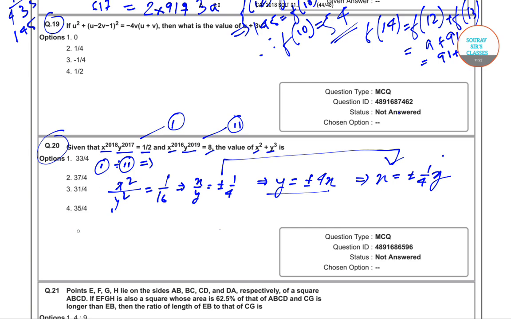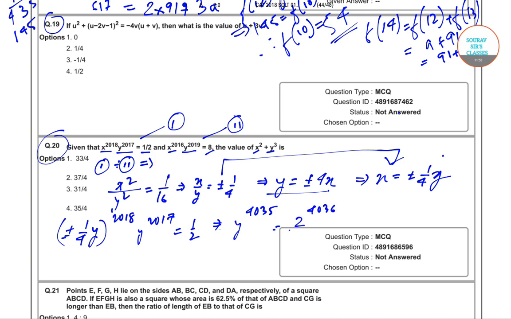Okay, so now x to the power 2018 basically therefore means that plus minus 1 by 4 into y to the power 2018 into y to the power 2017 will be equal to 1 by 2. So now this power plus or minus to the power even ultimately gives us a positive thing. So we'll get y to the power 2018 into y to the power 2017. This will be 4035, and then we have 4 to the power 2018. So 4 to the power 2018 basically means 2 to the power 4036, and then we have divided by 2. So this will be equal to 2 to the power 4035.